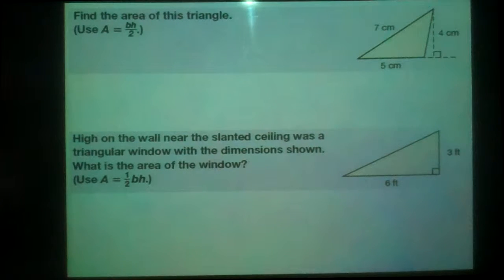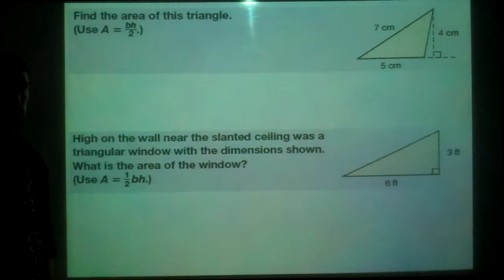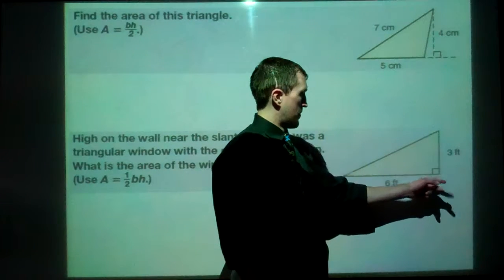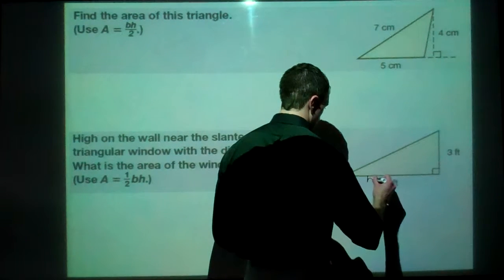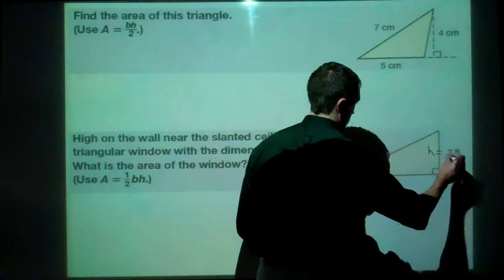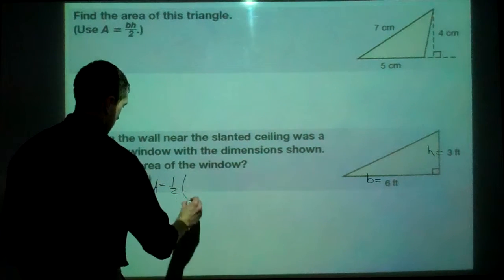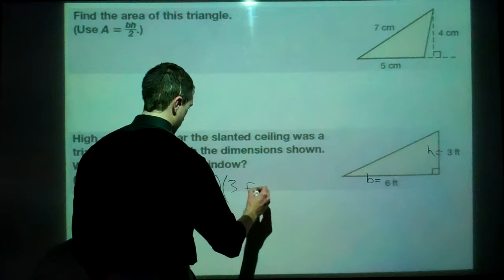Alright, next one here. Check my time quick. Still doing good. It says high in a wall near the slanted ceiling was a triangular window with the dimensions shown. What is the area of the window? Okay. So we're going to use area, 1/2 base times height. Right triangles are easy because the right angle, that's exactly what we want. We want our base and our height to make a 90-degree angle with each other. So base here is 6 and height is 3, and we are in feet. So really we have area equals 1/2 times 6 feet times 3 feet for height.